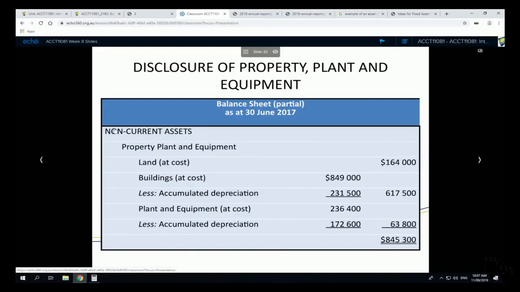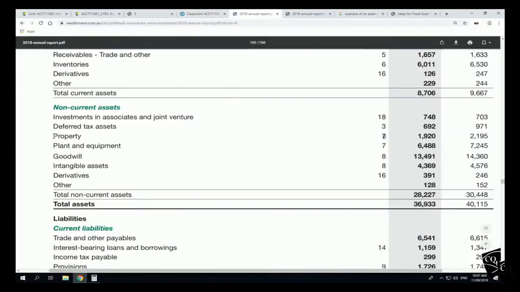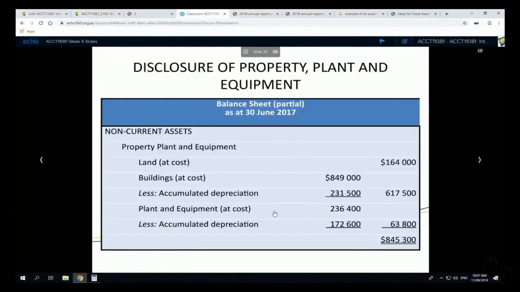Now, disclosure I've pretty much talked about already. For general purpose financial reports, you'll really only get the one line, or the two lines in Wesfarmers' case, and they would just put the net written down value or the net carrying value, and then they will give you this detail in the actual notes to the accounts, as Wesfarmers has done. But the important thing is they're classifying them as a non-current asset.